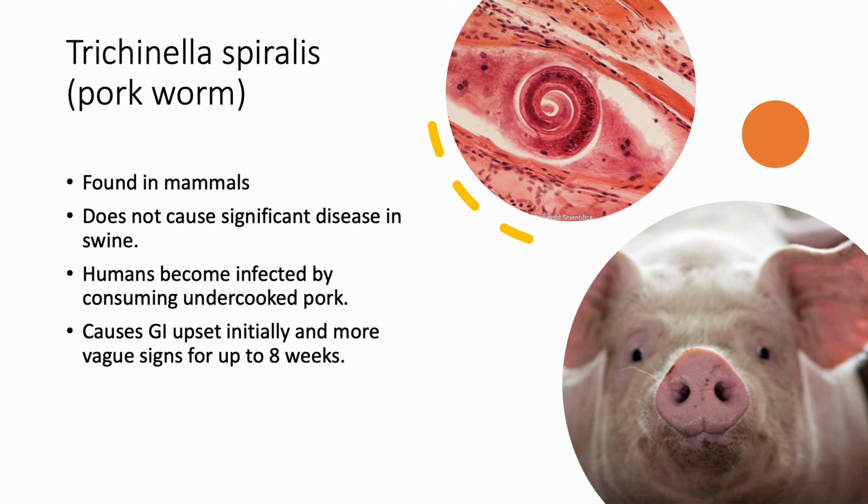Trichinella spiralis is the porkworm, and this parasite is found in the muscle meat of pigs. And if we don't fully cook the pork meat, we can get sick from Trichinella. So humans can become infected by eating raw pork, as could other mammals if they ate raw pork. It doesn't cause too much disease for the pig itself. It's more just the zoonotic potential. It can cause GI upset and vague symptoms for up to 8 weeks if people get infected.